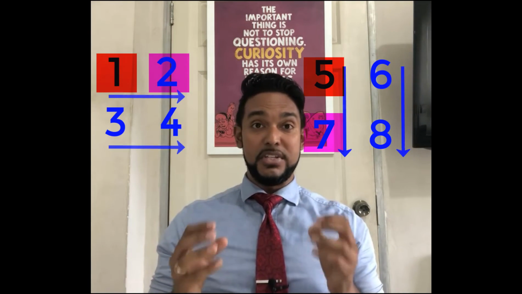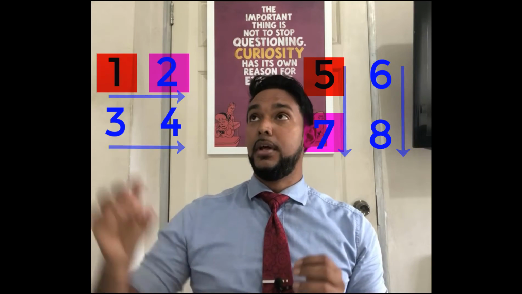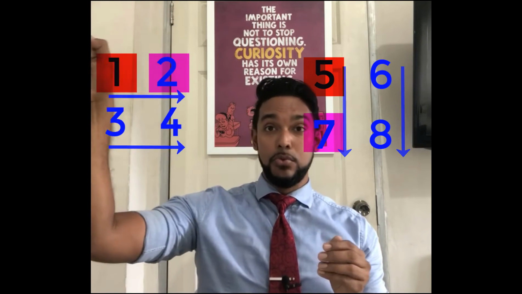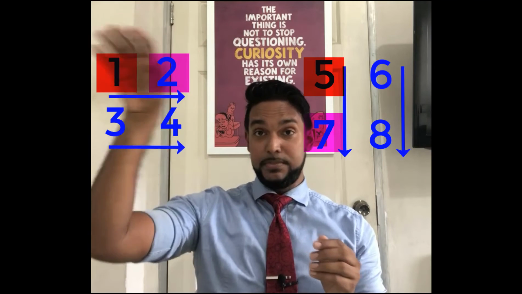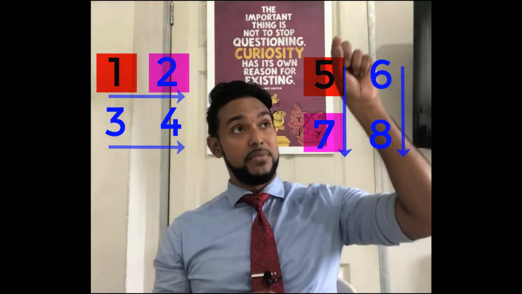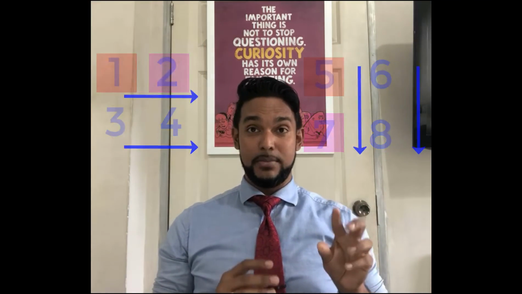So for two matrices to be compatible for multiplication, the number of elements in the row of the first matrix must be equal to the number of elements in the column in the second matrix.